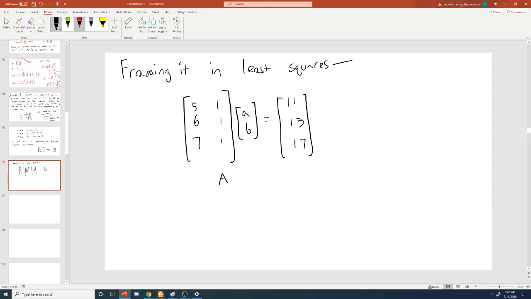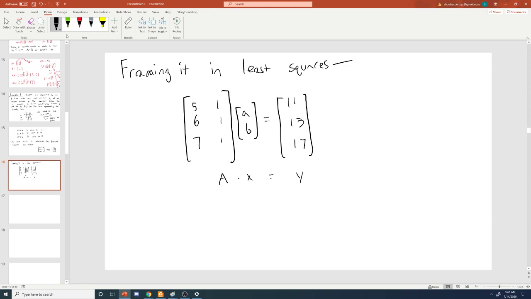So this is my A, this is my X. You know what, I'm going to call this, give it a different letter just to be safe. I'm going to call it Y, because I don't want to use little a or little b. So this is our least squares problem. We want to make AX here as close to Y as possible.